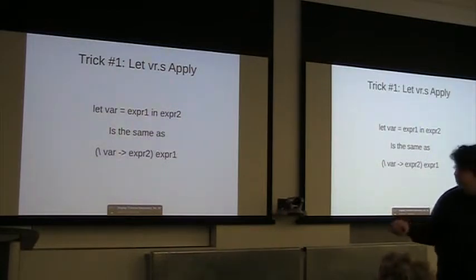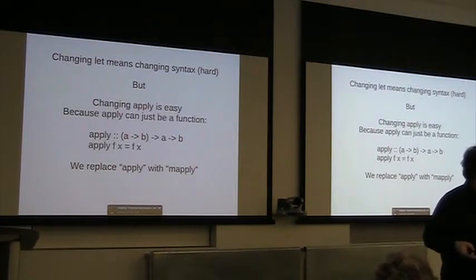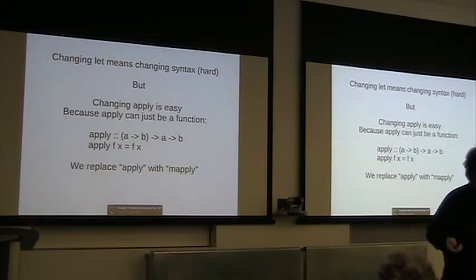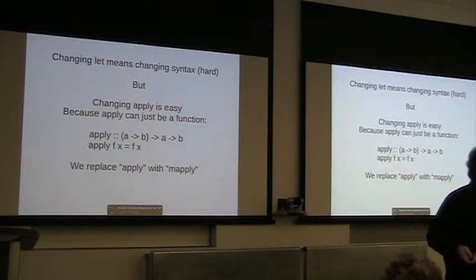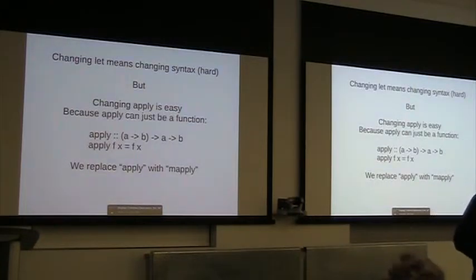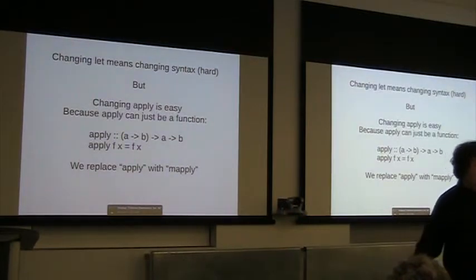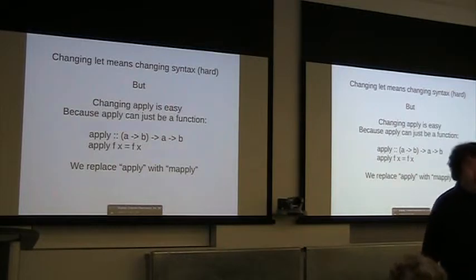Given this equality, the nice thing about looking at it in terms of an apply operation instead of a let is that we can create a function called apply that just applies the function to the argument, and we can then replace that function with another function. So now we can go with mapply, our magic apply function. We can replace apply with magic apply without having to rewrite the whole compiler. That's the whole point of this trick: now we can start swapping out definitions.